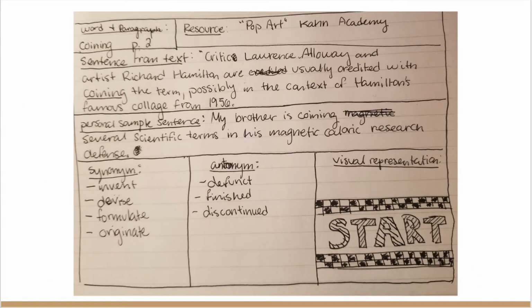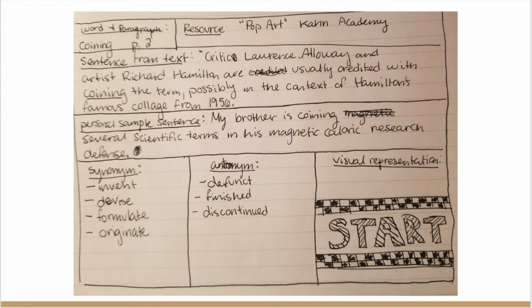Lastly, we made an example based on this article to show you how this strategy works. We chose the word coining. The sentence reads, "Critic Lawrence Alloway and artist Richard Hamilton are usually credited with coining the term, possibly in the context of Hamilton's famous collage from 1956."